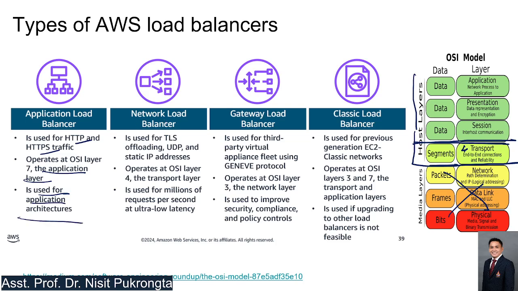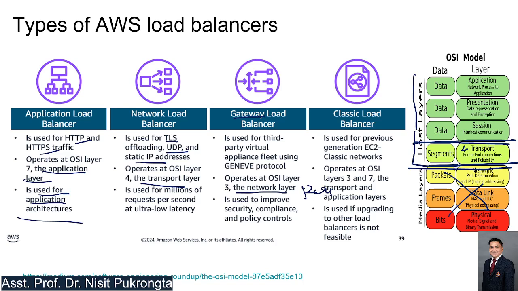But the Network Load Balancer focuses on the media layers, with protocols like TCP, TLS, UDP, and static IP addresses, and this transport layer is used for millions of requests per second. The Gateway Load Balancer is the load balancer for the gateway. It is used for third-party virtual appliances using the GENEVE protocol and operates at OSI layer 3, the network layer, like routing.